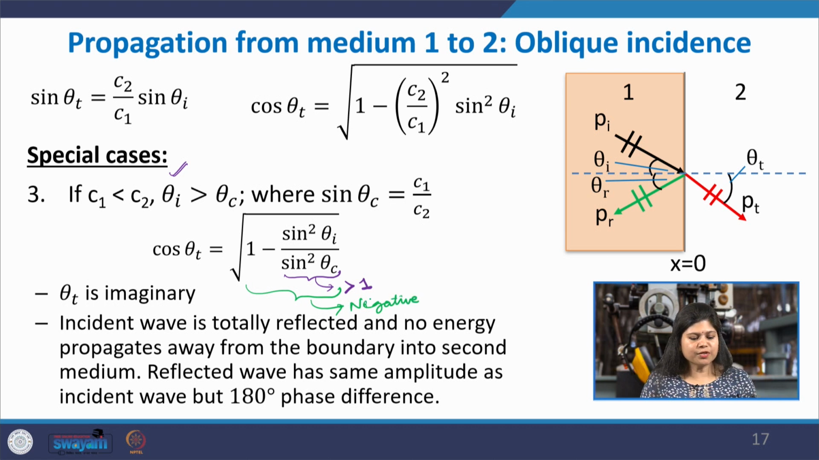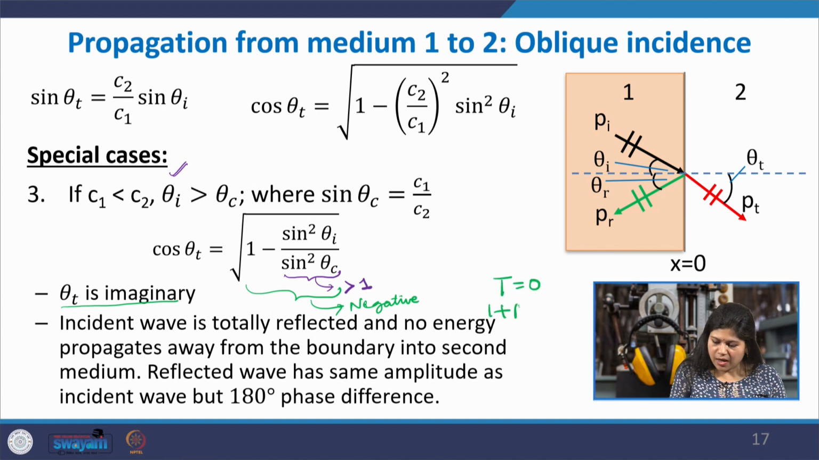Okay. So, this means that cos theta t becomes some kind of imaginary quantity. How do we interpret this? We interpret that the incident wave is now getting totally reflected, and we are getting an imaginary transmitted wave, which means that in reality there is no pressure wave that is transmitting into the next medium. At the same time, because there is no transmitted wave, t is becoming 0.